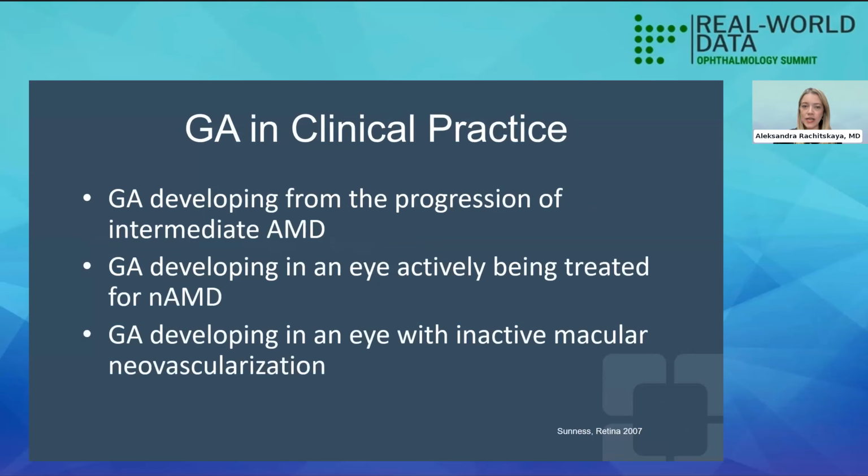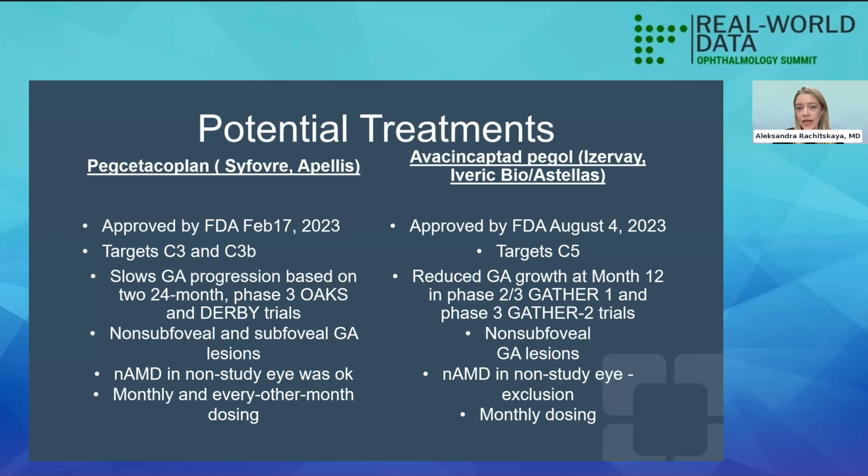That said, however, GA is not just one condition. We have GA developing from progression of intermediate AMD, which is the patients who usually have been included in clinical trials. But at the same time, we have patients who can develop geographic atrophy in an eye that's actively being treated for neovascular AMD, or GA in an eye with inactive macular neovascularization. And as Durga mentioned, we're now in the time where we have potential treatment options for our patients with geographic atrophy, including pegcetacoplan and avancicaptad pegol.